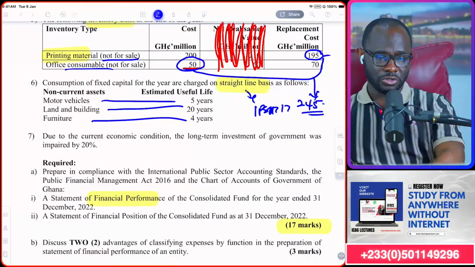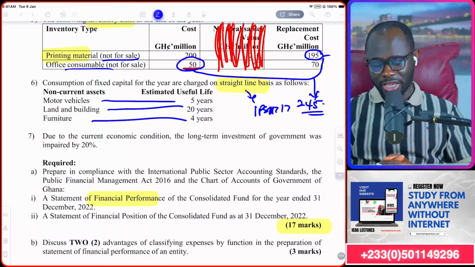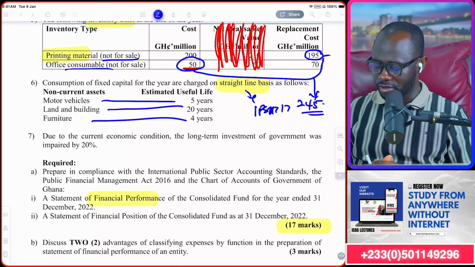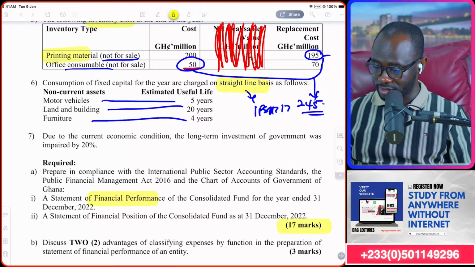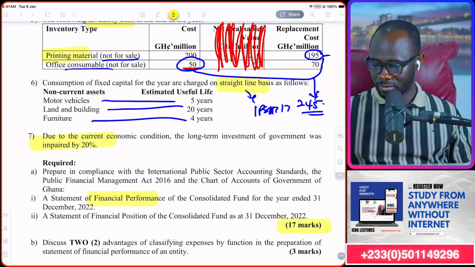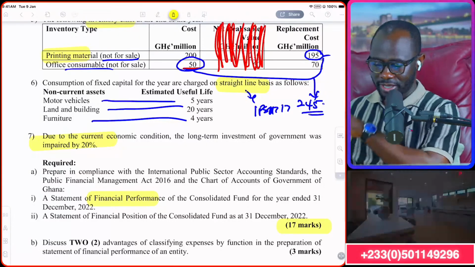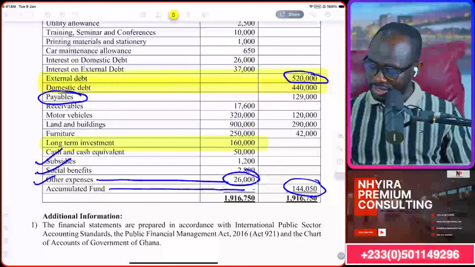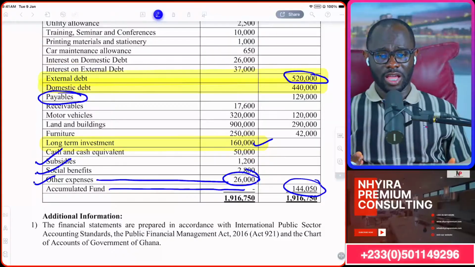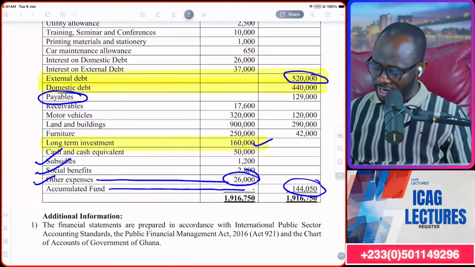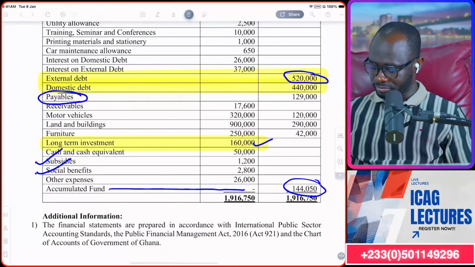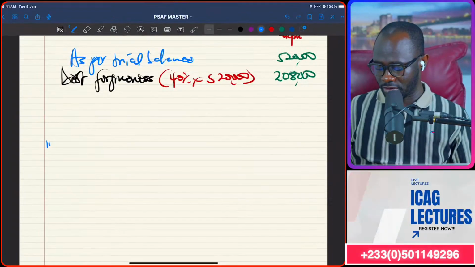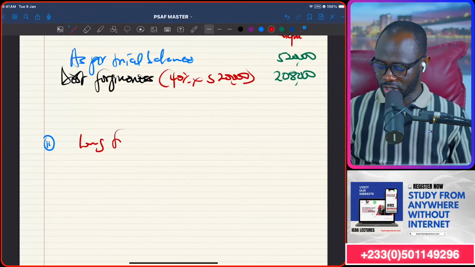Then the last one, footnote 7, says, due to the current economic condition, the long-term investment of government was impaired by 20%. Ooh. Long-term investment of government was impaired by 20%. Okay. You remember we saw long-term investment earlier, meaning it has fallen in value. So that fall in value, maybe we could write it off against the other expenses item. So let's go in and then maybe note 11. Long-term investment.